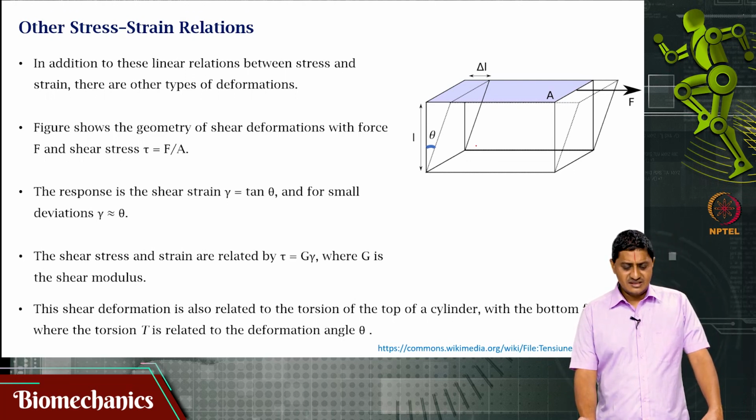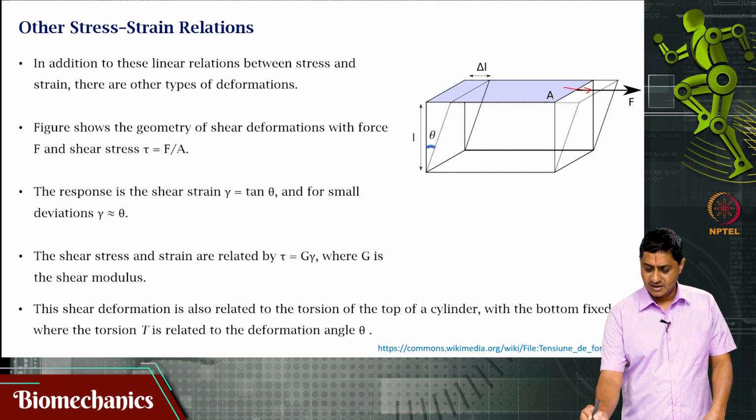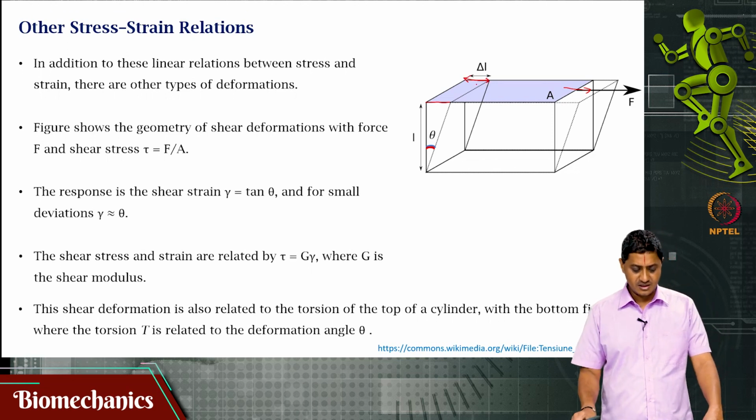We just discussed the linear relations between stress and strain. There are other types of deformations that happen. We just discussed what happens during tension and compression, but there is also shear deformation. In this figure there is a geometry of shear deformation with a force F. F is applied in this direction, and because of this a deformation is caused in this direction. So, this delta L length is happening in this material in this direction.